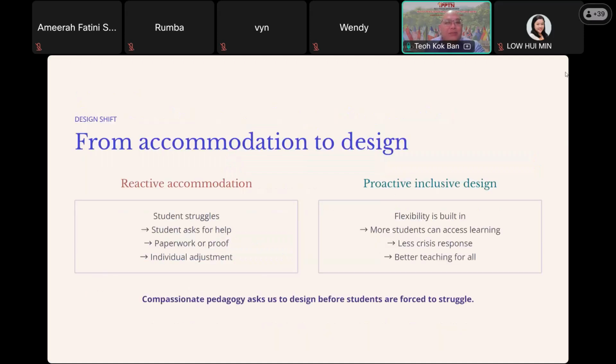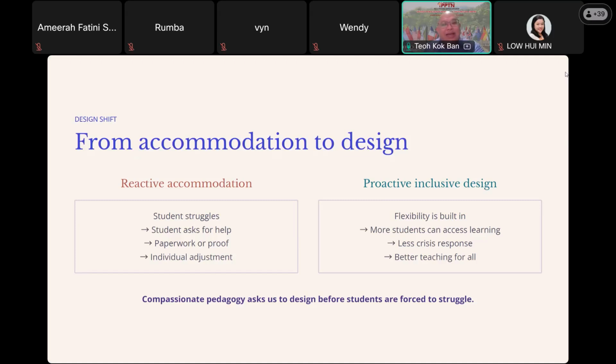All right. So, from accommodations to design. This is actually another important shift. Traditionally, many universities use a reactive approach. That means the student struggles, then the student needs to ask for help. Sometimes the student needs documentation or proof, or we make an individual adjustment. So that is the reactive way. Of course, individual accommodations are sometimes necessary and very important.